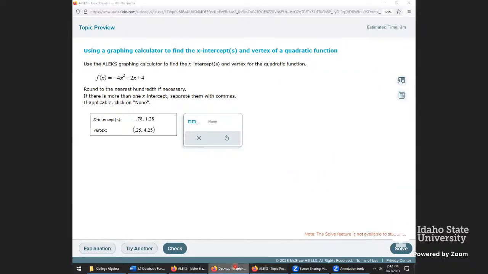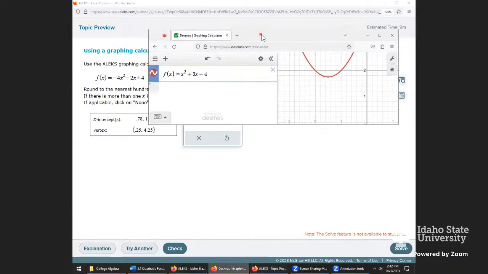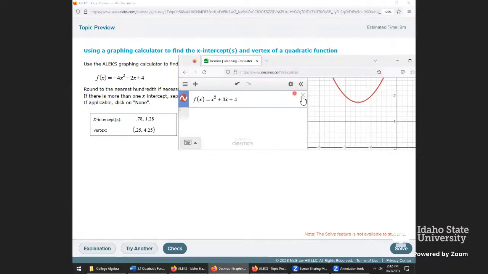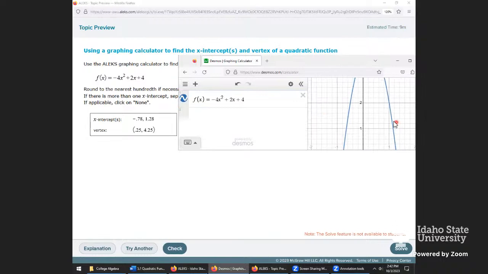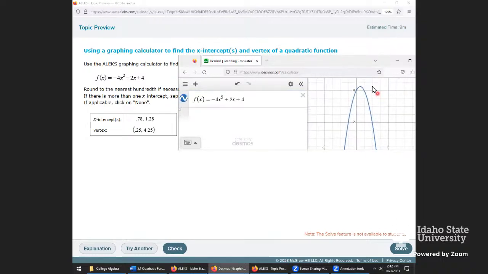If we did it slightly different, let's just see how Desmos compares with this. So redefine the function as f of x equals negative 4x squared plus 2x plus 4. Now we need a better window on this thing. But if you click around certain spots, it's telling us here, the maximum is at (0.25, 4.25). That's what we're finding right here.